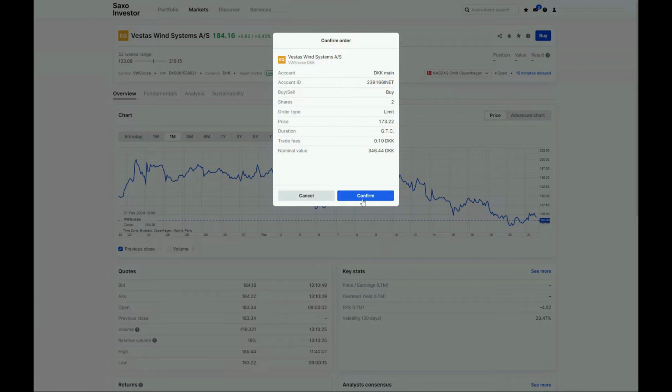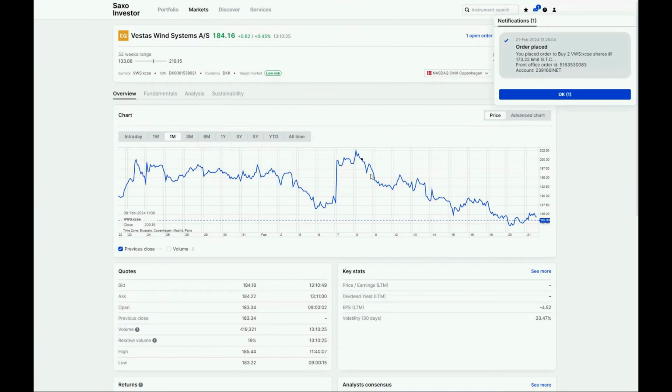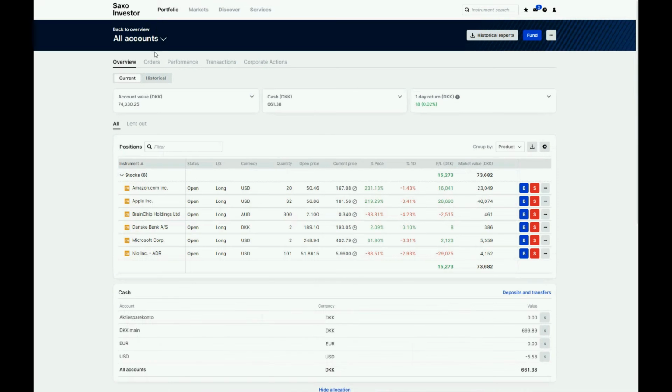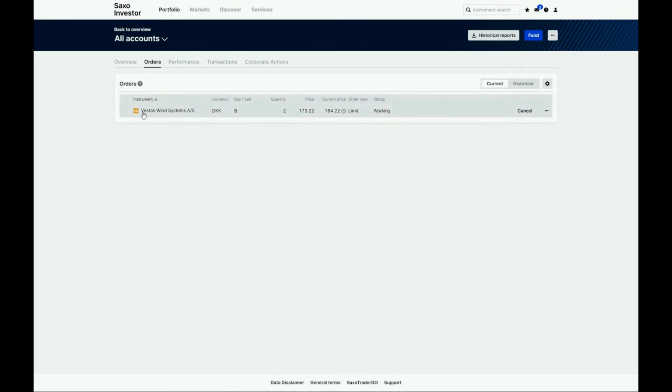If I press confirm here, I should get a notification in the top right side of this screen. Notification 1, order placed. You placed an order to buy 2 Vestas shares at 173.22. Okay, so now we have an order lying. So in the top left of the platform, go to portfolio. Then currently we're seeing the overview. There is one just to the right of that which says orders. If I press on this one, it should show me that I have an order lying here to buy 2 Vestas shares.